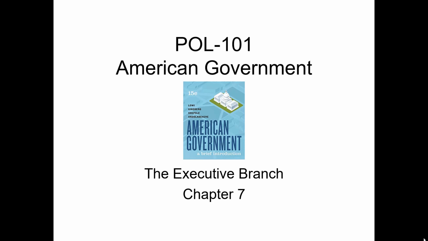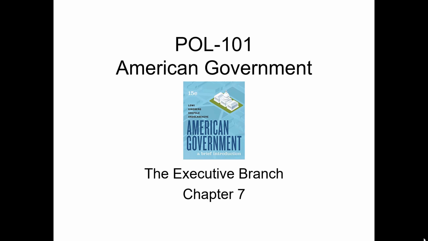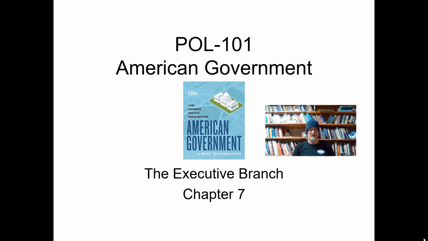This is Chapter 7 of the American Government class, talking about the executive branch. We're going to be breaking it into two lectures. This one will be talking about the structure of the executive branch, and the next one will talk about the bureaucratic function of the executive branch. Okay, let's do this, y'all.